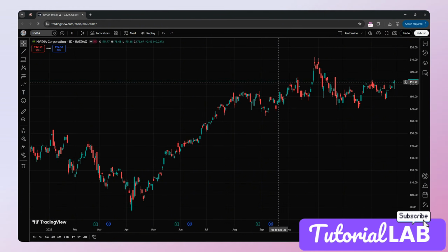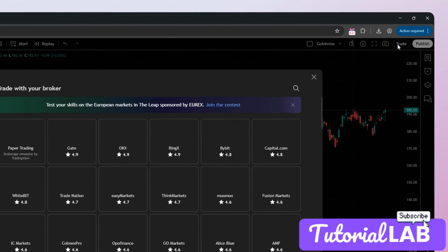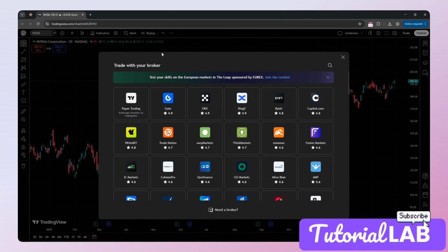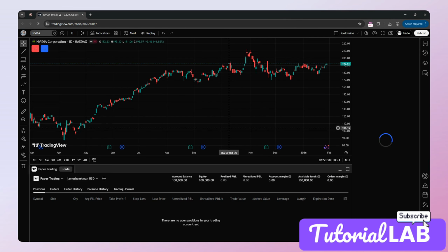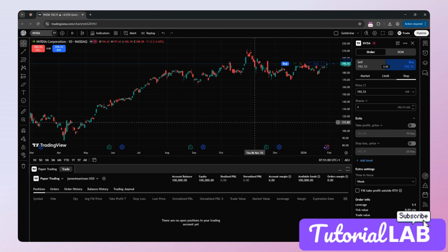Tradingview is mainly a charting platform, but to place orders, we use either paper trading or connect a broker. At the top of the screen, we click on the Trade button. From here, we can choose paper trading if we want to practice, or select our broker if we're ready to trade live. Once we've logged in, we go back to our chart.